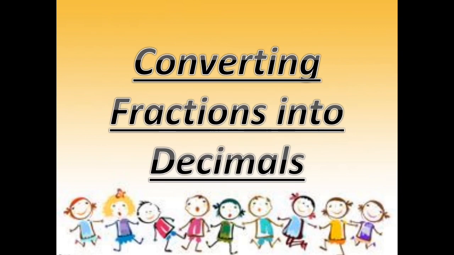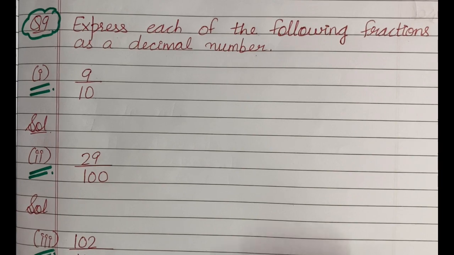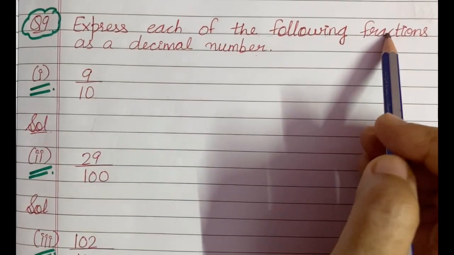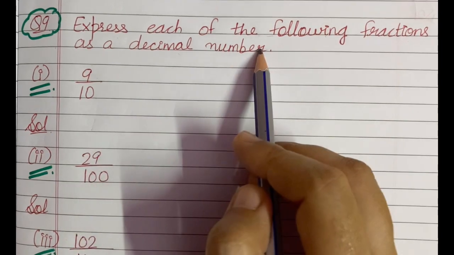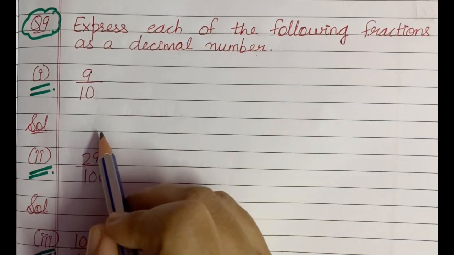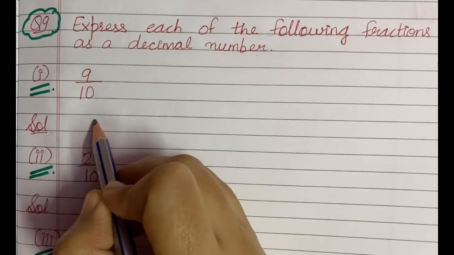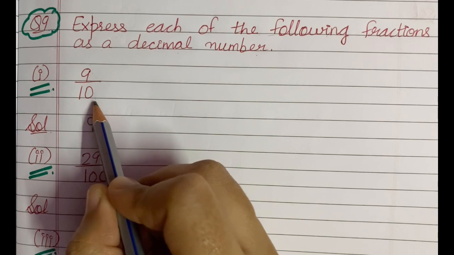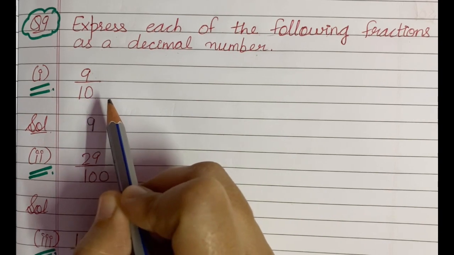Now students, next is converting fractions into decimals, and let us do this with the help of some questions. Now students, question says that express each of the following fractions as a decimal number, and the first part is 9 by 10. Now students, in the solution we will write this 9 as it is, and in the denominator how many zeros are there? We are having 1 zero.